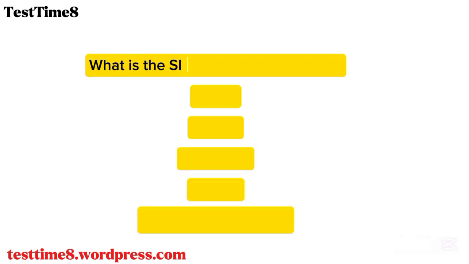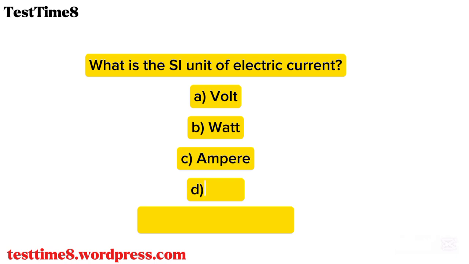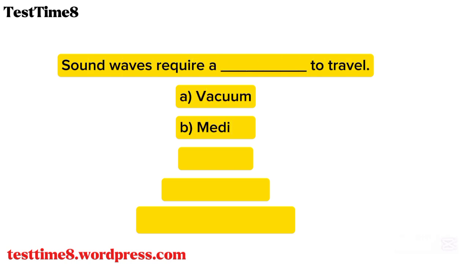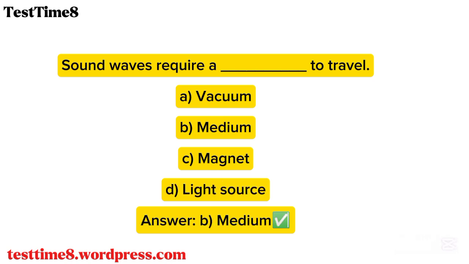What is the SI unit of electric current? A. Volt, B. Watt, C. Ampere, D. Ohm. Answer: C. Ampere. Sound waves require it to travel. A. Vacuum, B. Medium, C. Magnet, D. Light source. Answer: B. Medium.